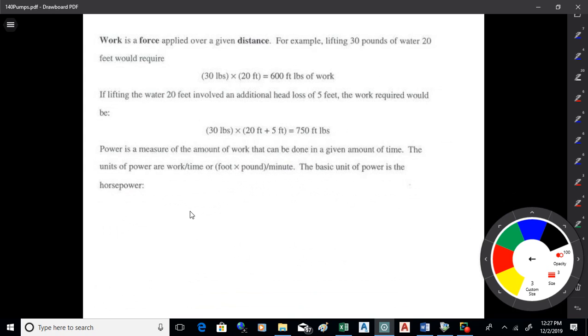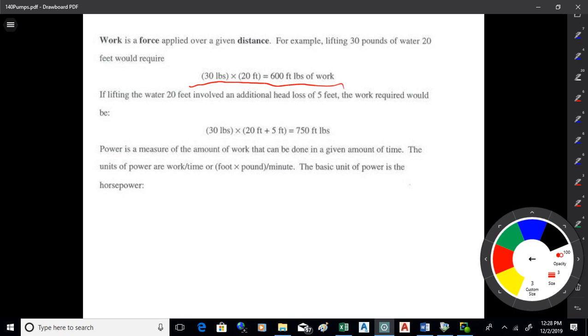So let's say you're a pump, you have to lift 30 pounds of water 20 feet. That would require 30 pounds times 20 feet, which would be 600 foot-pounds of what's called work, which is pretty much equivalent to energy. So you take the force, which is the weight, 30 pounds, and multiply it by the distance, 20 feet.